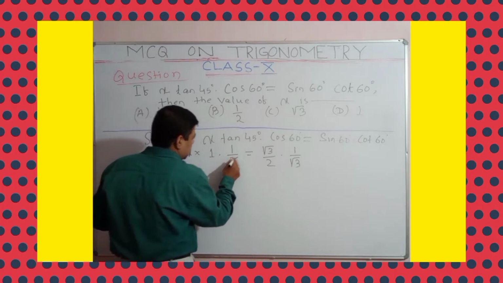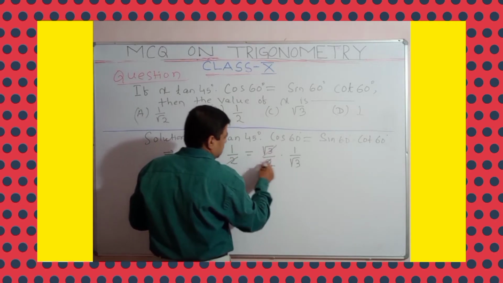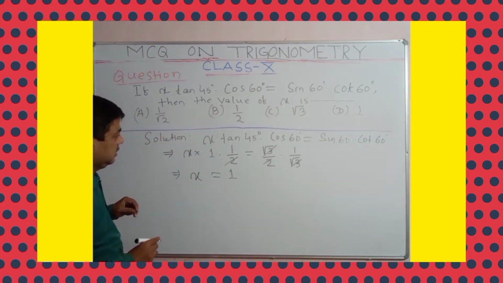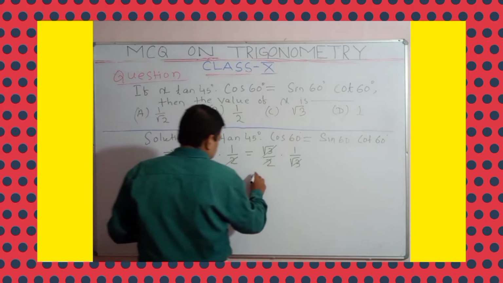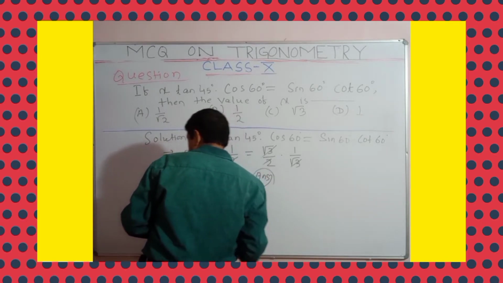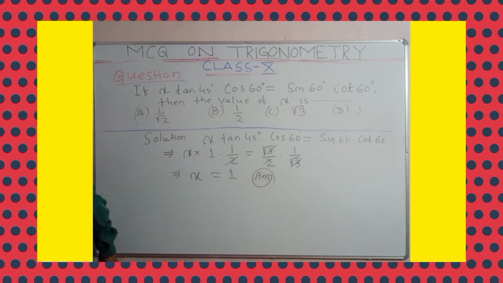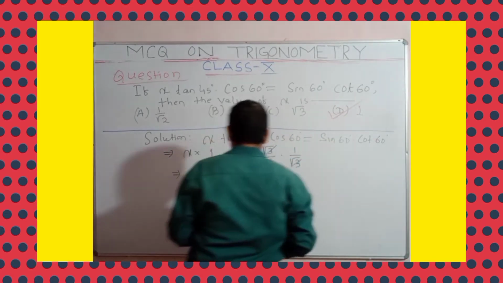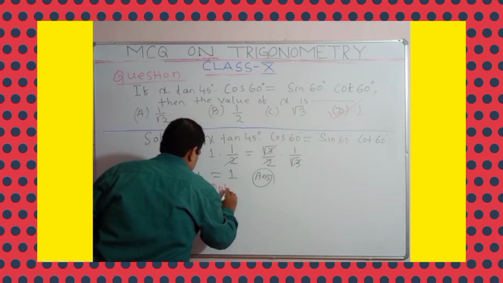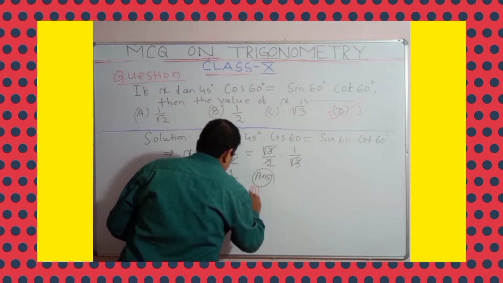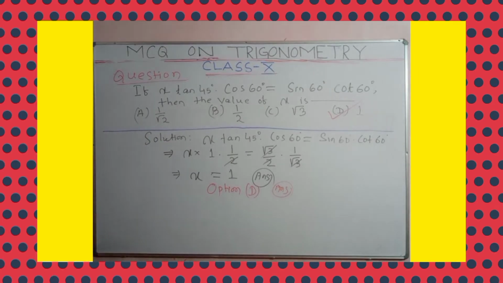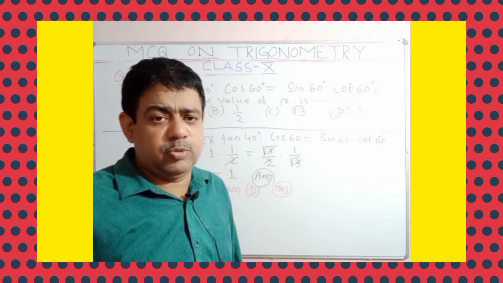x is equal to, you can cancel root 3. Here root 3 will cancel. So x is equal to what? 1. x is equal to 1 is the correct option. Okay? Understand? So here the option D is the correct option. Hence option is D. Very simple question. Okay. And this type of question also you can face in the examination. What you have to remember is the trigonometric ratio. That's most important. Is it clear?